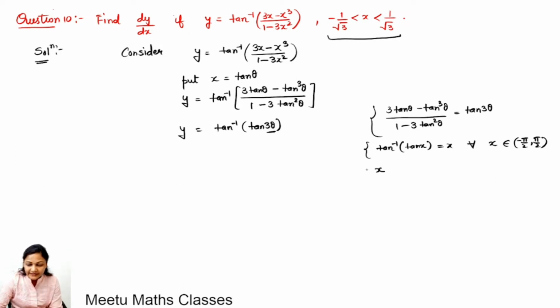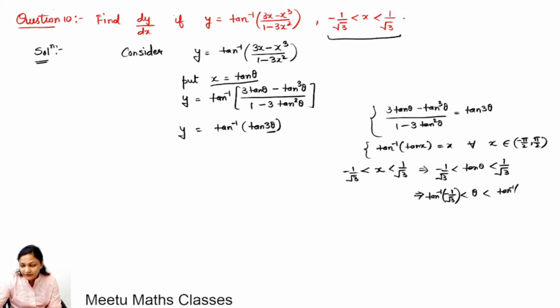We know that x is lying between minus 1 by root 3 and 1 by root 3. So we can replace x by tan theta. So tan theta will lie in between minus 1 by root 3 and 1 by root 3. So this implies that theta will lie in between tan inverse of minus 1 by root 3 and tan inverse of 1 by root 3. Here tan inverse of minus 1 by root 3 is minus pi by 6.